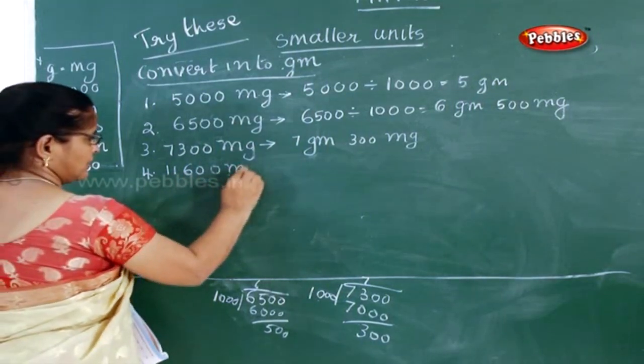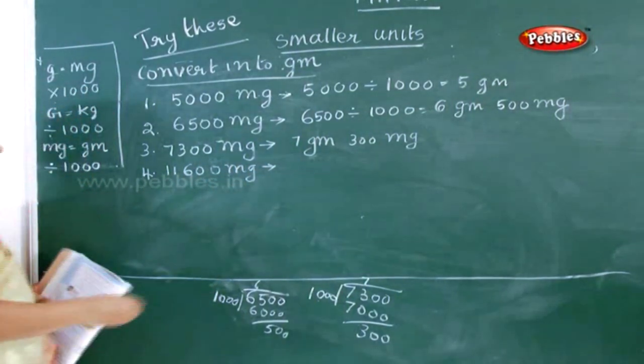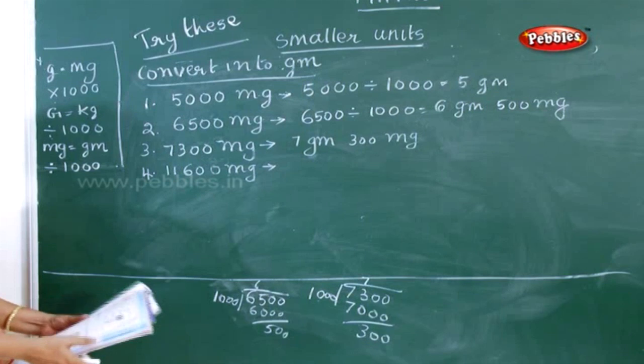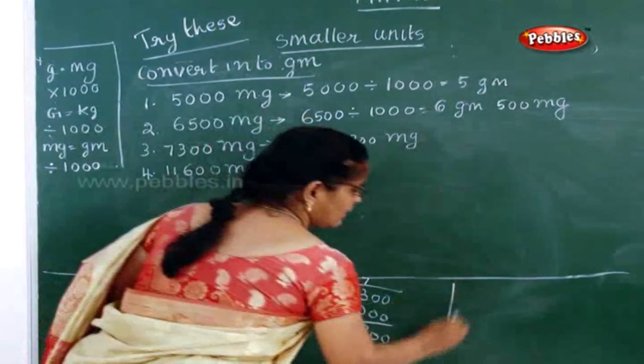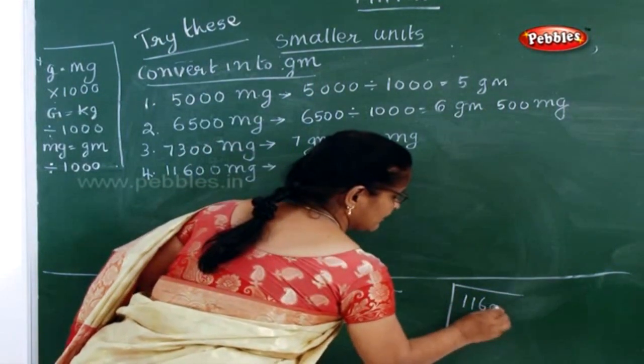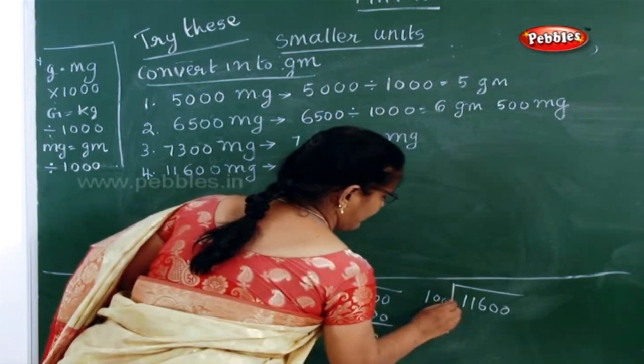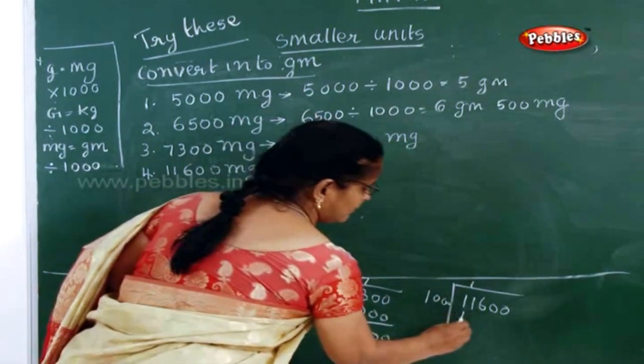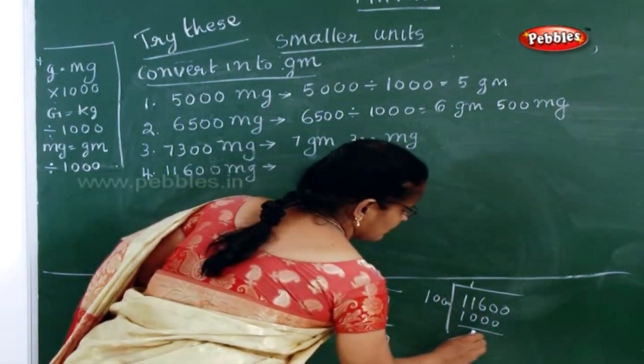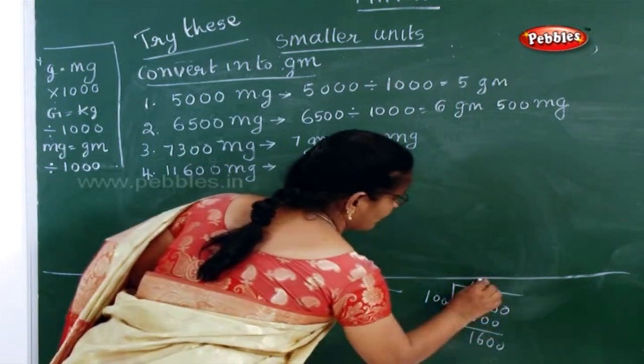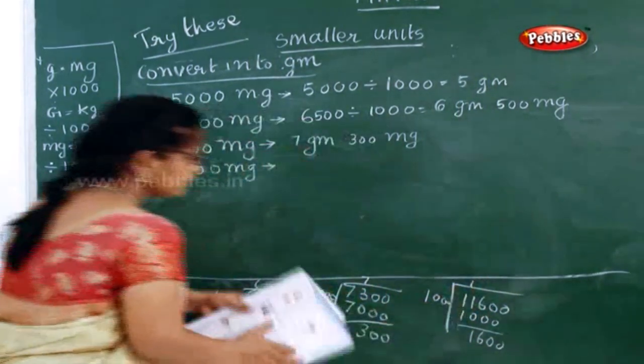Now the fourth sum, 11,600 mg. Can anyone tell me? Try this. How will you do this 11,600 mg? Same way, you have to divide it. 11,600 divided by 1000. So one time you will get 16. Again you can do 6 times.